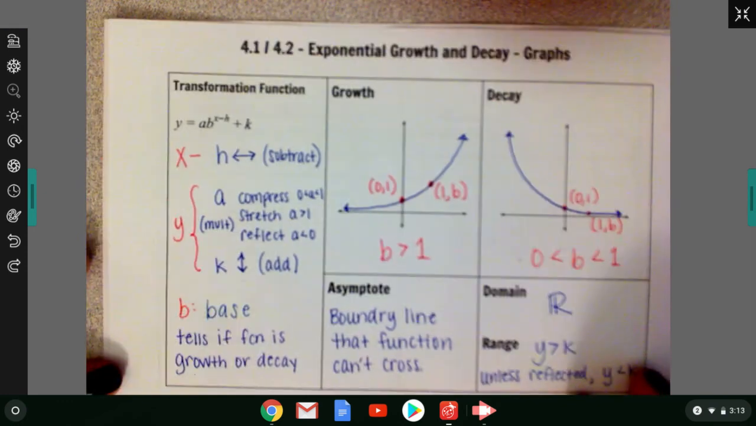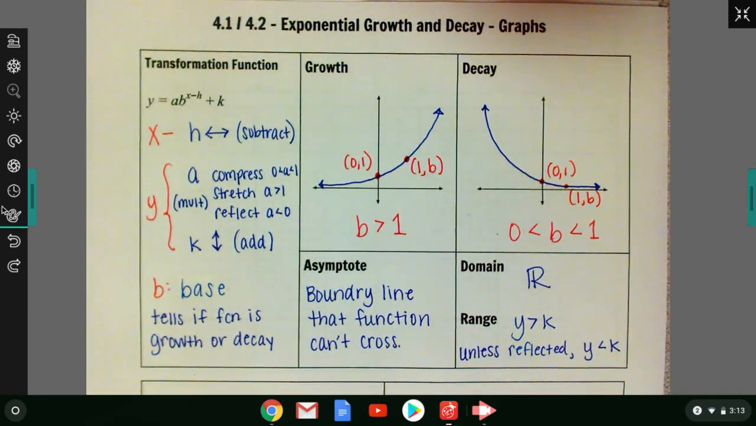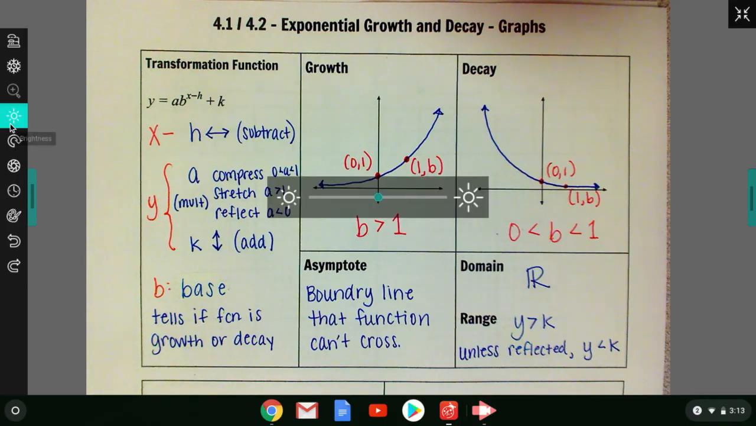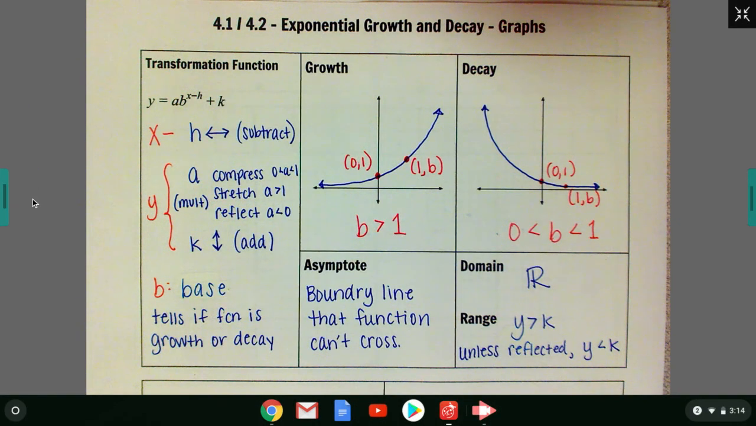We're going to get going on our notes for sections 4.1, 4.2. This is exponential growth and decay graphing. I started us up a little bit here so that we could jump forward in our video. I'm going to turn on our flashlight. Okay, good. So I'm going to walk through what I've got already on the page for you, and then we'll move forward to doing some graphs from scratch.